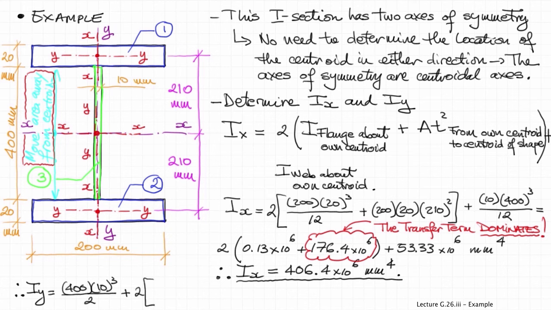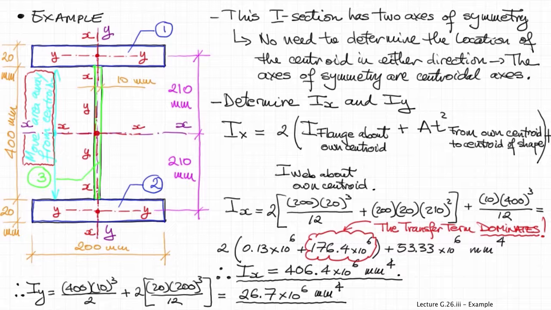Now, in the other direction, Iy is much simpler to determine, just because the centroids of the three elemental areas 1, 2, 3 correspond with the centroid of the entire section in the horizontal direction, so there will be no transfer term. So here you can see the contribution of the web and twice the contribution of the flanges. And in the end, the total moment of inertia for the y-axis is 26.7 times 10 to the power of 6, again, millimeters to the fourth.